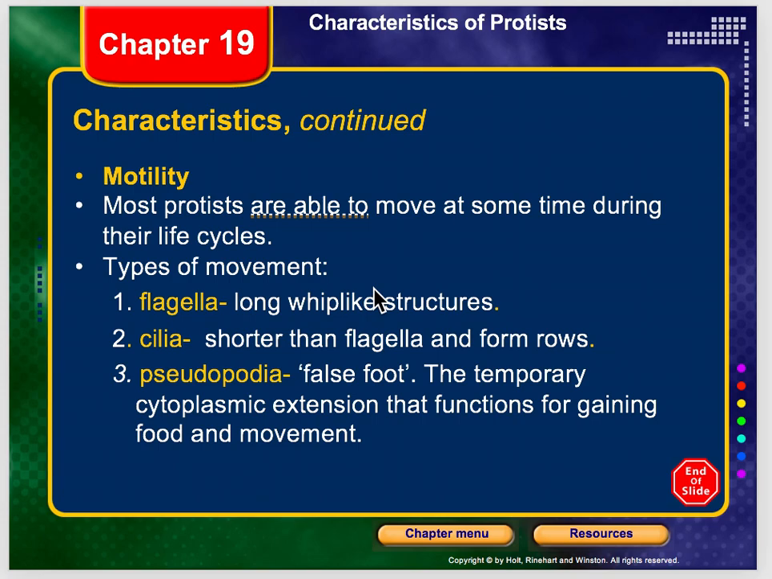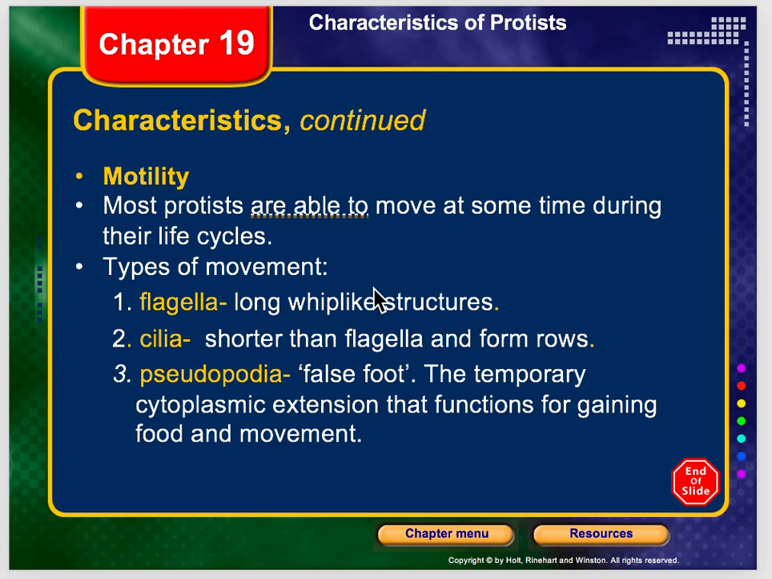Now, there's going to be reasons that these protists have to be able to move. And I know that sounds kind of strange, but I'm going to go over them. First of all, they need to move to get towards a food source. Some of these are not capable of getting food to them, and they have to go to the food. So in order to get food, they're going to have to move.